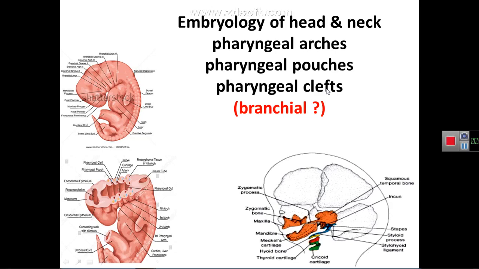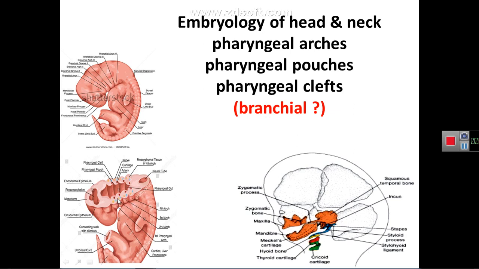This is a presentation on the embryology of the head and neck. In embryology of the head and neck, we will consider every structure that is derived from the mesodermal tissue blocks lying on the sides of the pharynx and on the side of the neck. These mesodermal tissue blocks are called pharyngeal arches, or branchial arches, and sometimes they are called gill arches.